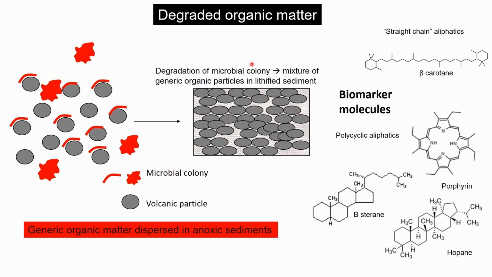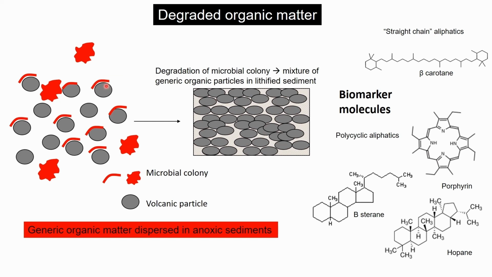The most common fossilized trace of past life concerns the organic molecules that made up the organisms. On the left here, we've got a sketch. The red blobs are supposed to be large colonies of microorganisms, or you can have thin films of microorganisms forming around volcanic particle surfaces. We'll show you both of these.